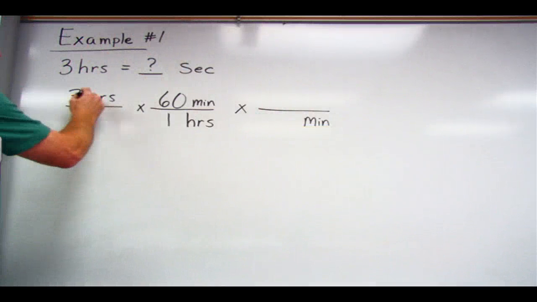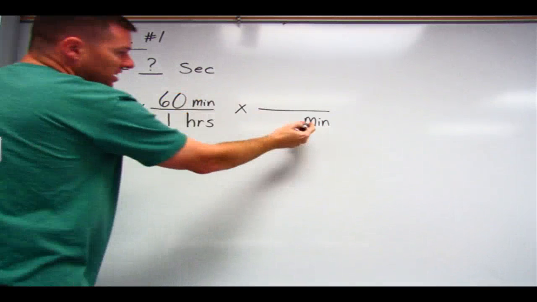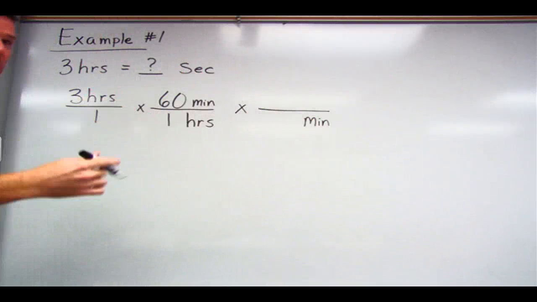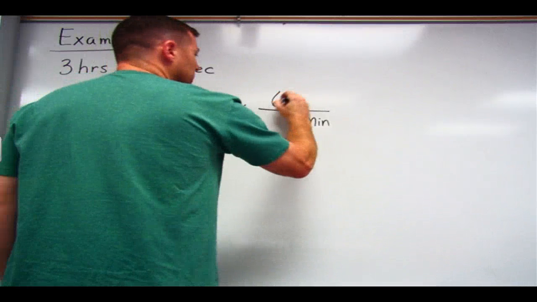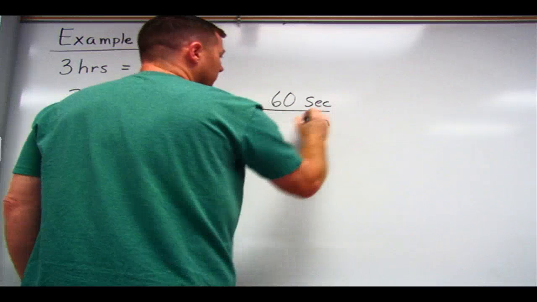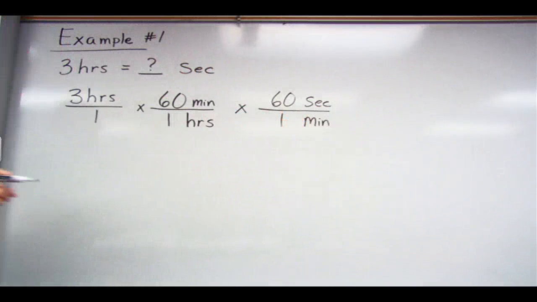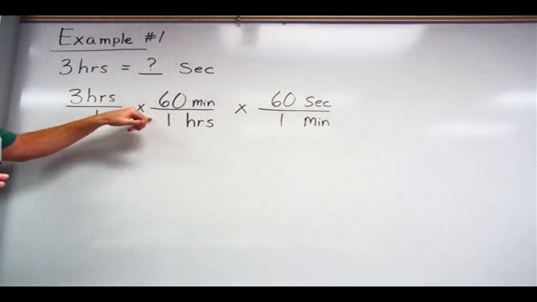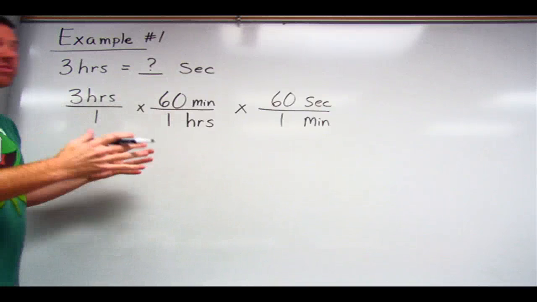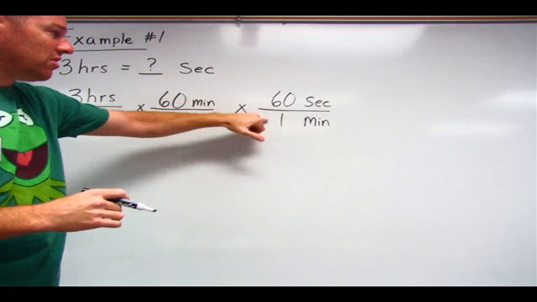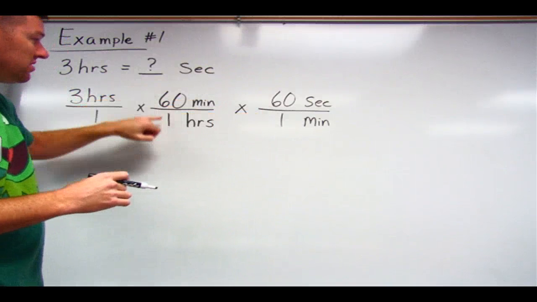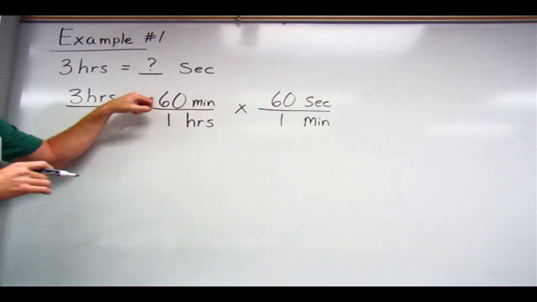So here we've gone hours to minutes, and now we can convert to seconds, because we know in 1 minute there's 60 seconds. So we're going to put 60 seconds and 1 minute. Remember, the bigger unit always gets the 1. So that's a way of looking at it. Minutes are bigger than seconds, it gets the 1. You put how many seconds there are in a minute. Hours are bigger than minutes, this gets the 1. You put how many minutes there are in an hour.